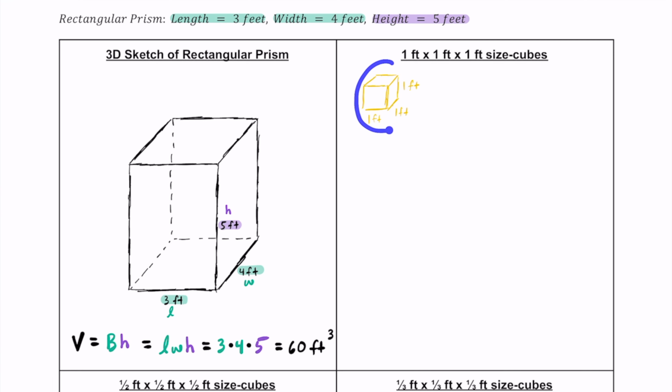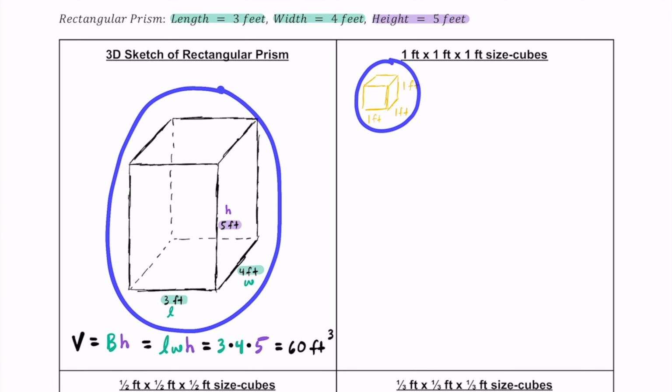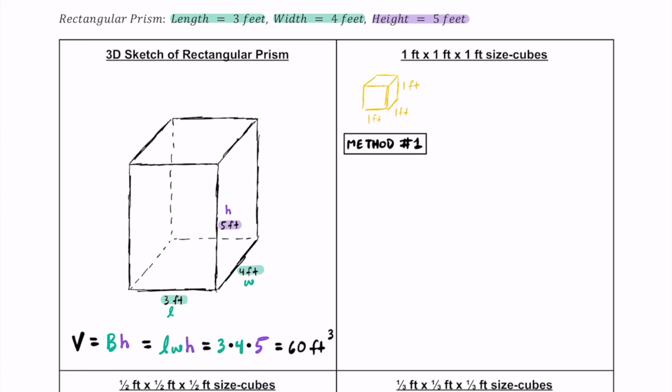Now let's talk about how we can figure out how many of these 1 by 1 by 1 foot cubes would fit inside of this rectangular prism, and I'll do that using 2 different methods. For method 1, we can take the total volume of the rectangular prism and divide that by the volume of one of these cubes. We already know the total volume of this rectangular prism is 60 cubic feet, so this is going to be 60 feet cubed. That's the volume of the entire rectangular prism.